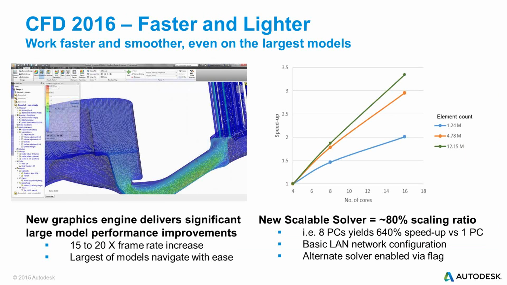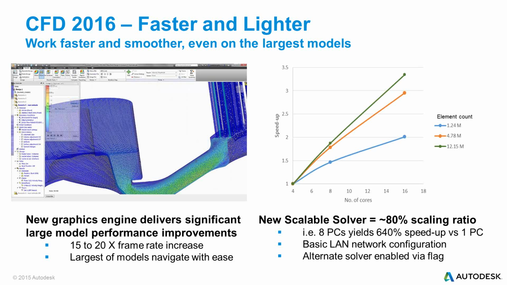Model sizes, we've been seeing them climb significantly over the last several years, especially as computer hardware has increased, as far as the performance goes. What we did with that graphics overhaul is you should see at least a 15 to 20x frame rate increase when you're navigating the model, so that's pan, zoom, rotate. What that means is, you could put a big model, tons of surfaces, put it in full transparent, tons of results types on there, and you should still be able to navigate it easily with good frame rate speed. So it's a significant increase of performance there.